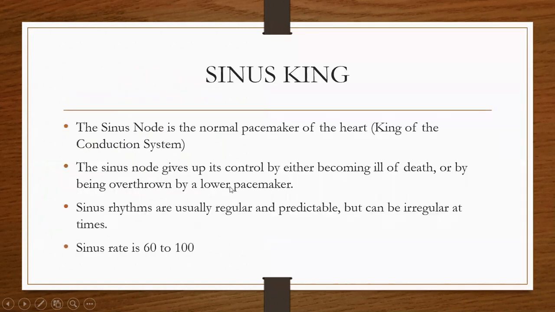Okay, so sinus king. So our SA node is the normal pacemaker of the heart. So we call it the king of the conduction system. The sinus node gives up its control by either becoming ill or dying, or by being overthrown by a lower pacemaker. Sinus rhythms are usually regular and predictable, but they can be irregular at times. And your sinus rate is usually 60 to 100 beats per minute.